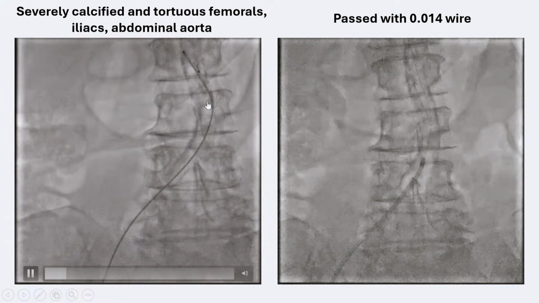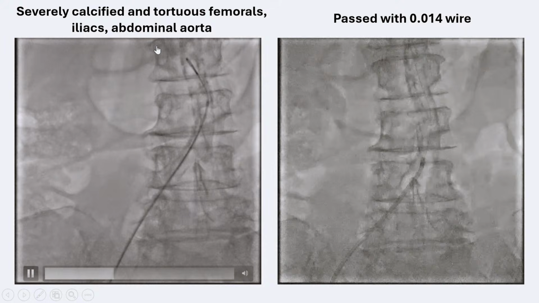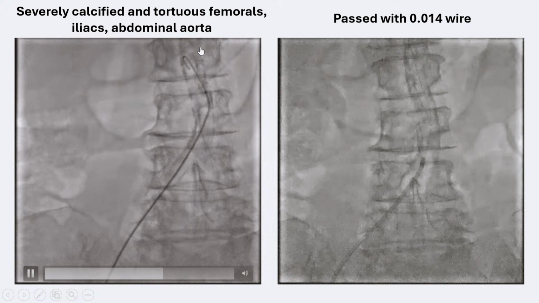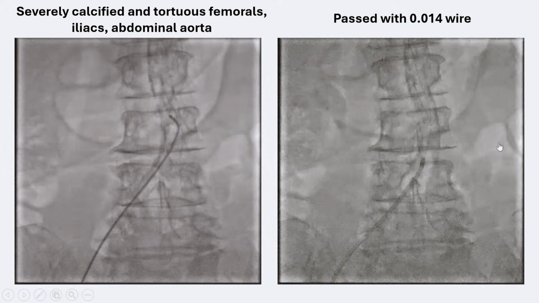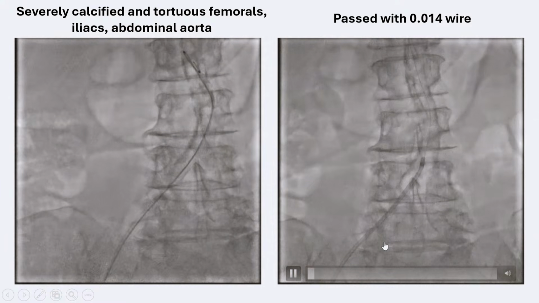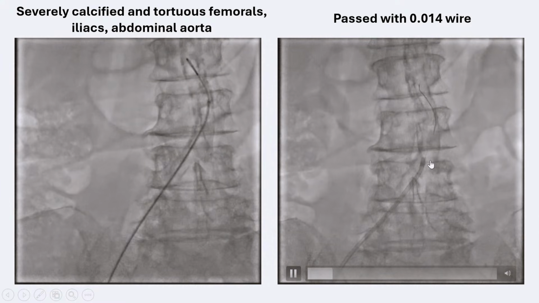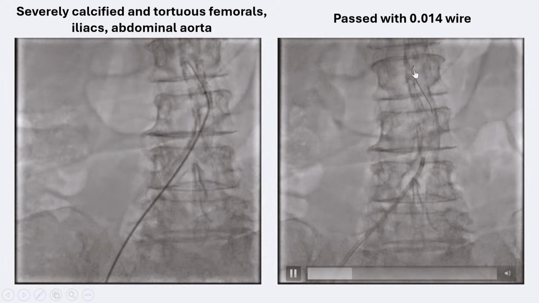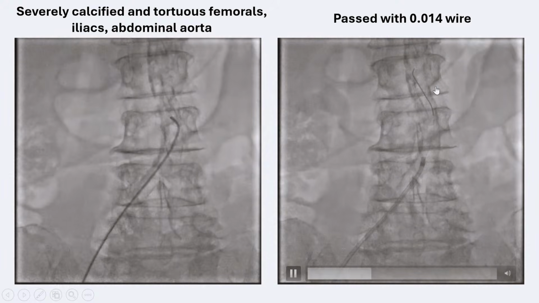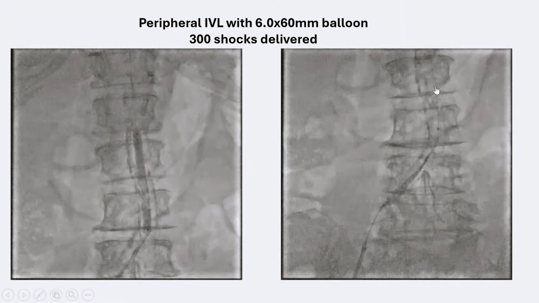And our regular wire was not passing at all. It was getting deflected repeatedly. We were unable to pass it beyond this point. So what we ended up doing was taking a PTCA 014 wire, and only then we were able to cross this particular chunk of calcium. So we decided to definitely go ahead with the peripheral IVL balloon.